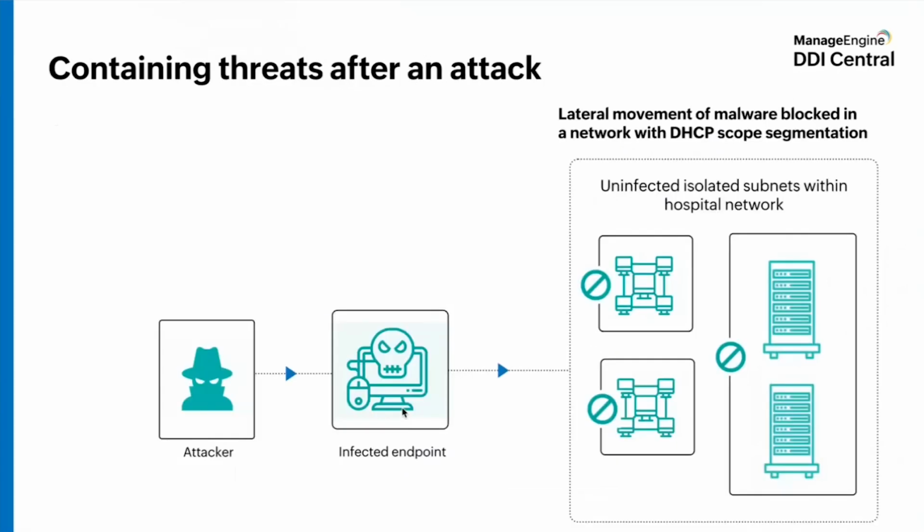So how do you contain threats that have already penetrated into a particular scope or a subnet? By segmenting a network into scopes, you isolate each segment from the rest of the network. This limits the potential impact of a security breach, as attackers have access to only a portion of the network they've penetrated into, rather than the entire network infrastructure.